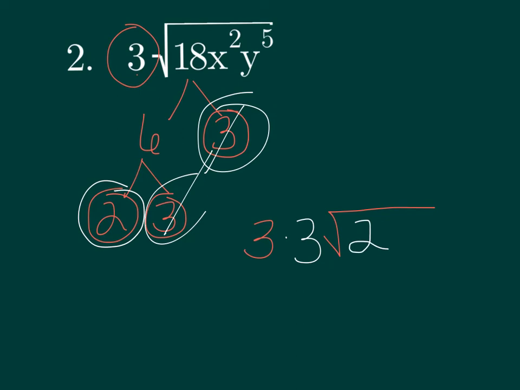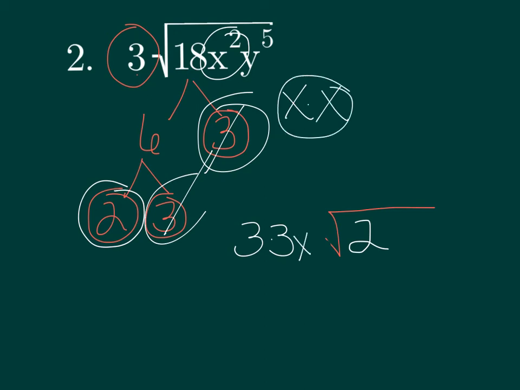I should have left some room here. Hang on. Let me put my 3s. Leave some room whenever you have variables. Now I have x to the second, so that's actually 2 x's. For every pair, I bring 1 out, and there's no more x's left.